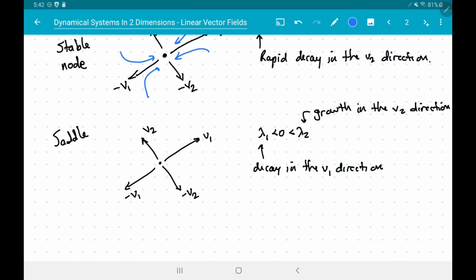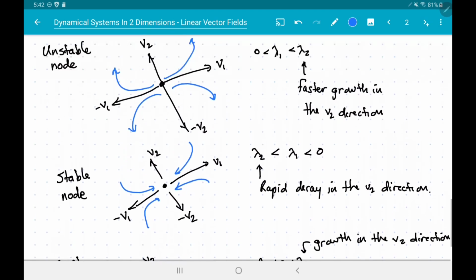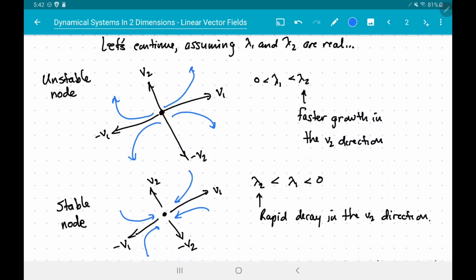Okay, so what does that look like? Well, you'll get decay in the v1 direction as time goes on, but you'll get growth in the v2 direction. So trajectories will start, the v1 component will shrink, but then the v2 component will grow. And so that's what the saddle looks like. Let me show you these three kinds of fixed points with a numerical calculation.